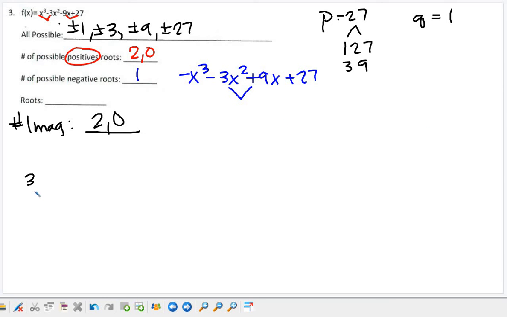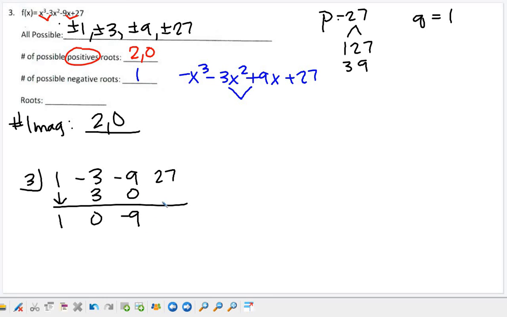So I'm going to start with 3. 3, 2, 1 and a constant, so I don't have any missing terms. Bring the first term down, multiply, add, multiply, add, multiply. So again, if we start with a third degree, we have a second degree, so that gives me x squared minus 9 is equal to 0.